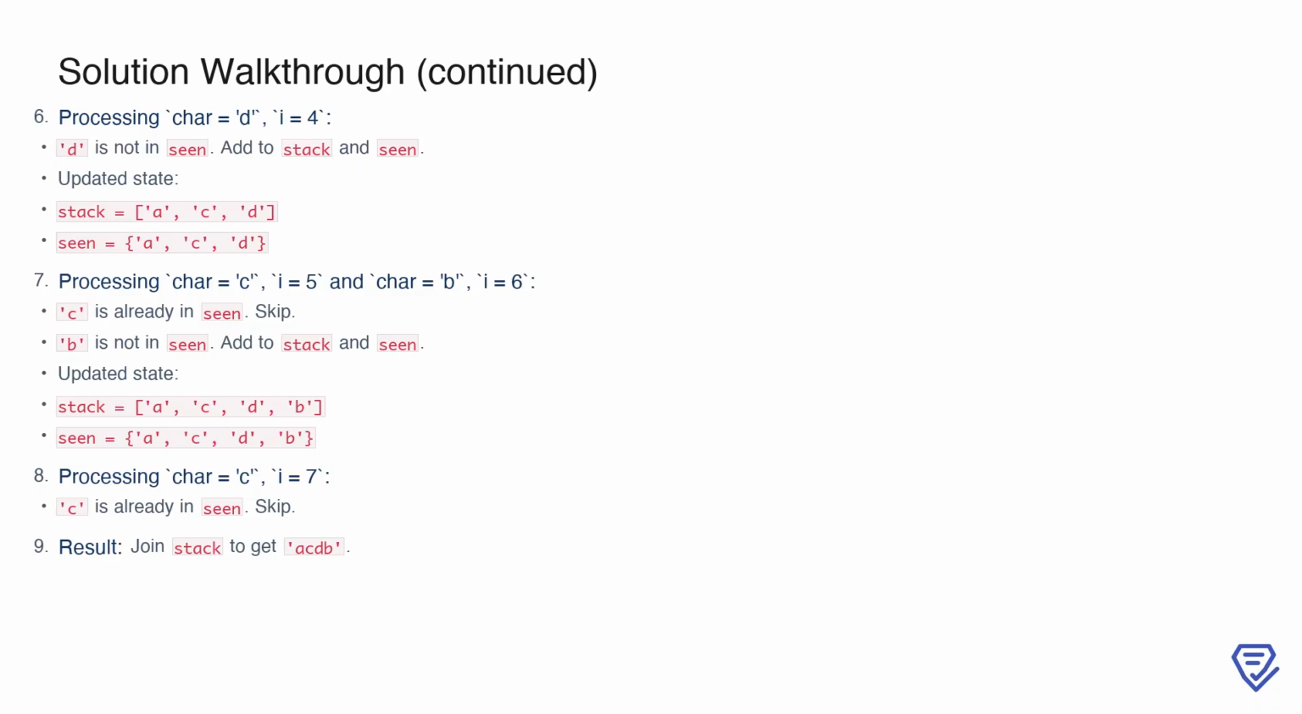At index 6, the character is b. As b is not in seen, we add it to the stack and seen. The state updates to stack equals a, c, d, b, and seen equals a, c, d, b. At index 7, the character is c. Since c is already in seen, we skip it. After processing all the characters, we join the stack to get the result acdb.